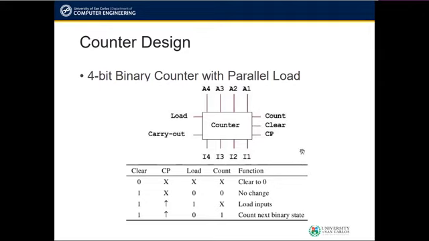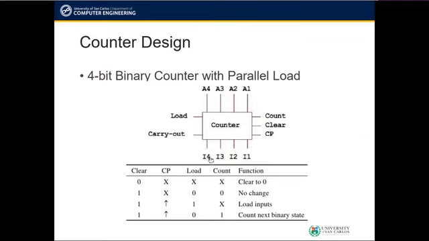This particular MSI counter operates according to the functions described by this table. We can see around the counter the pin assignments for its inputs and outputs. The A4 down to A1 are the 4-bit output of the counter, where A4 is the most significant bit and A1 is the least significant bit. This is where the 4-bit count can be seen.